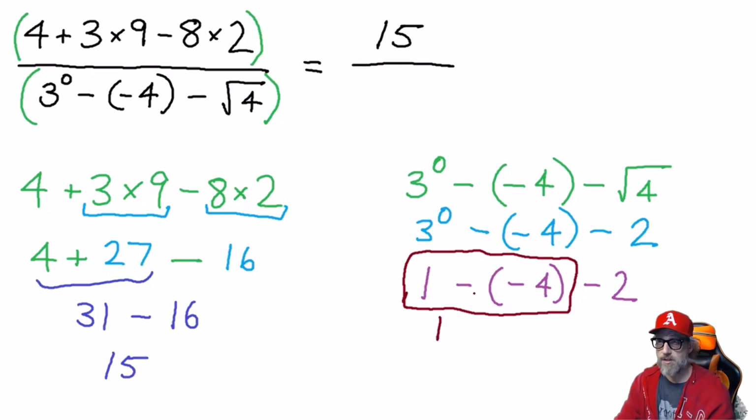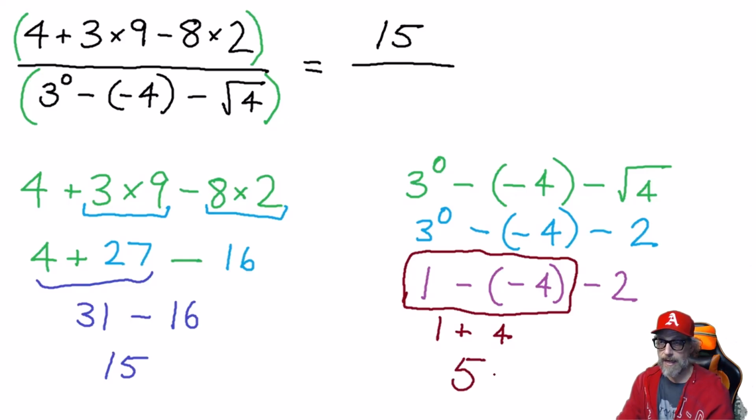I like to think of subtracting as adding the opposite. You maybe have other ways of what you do when you recognize minus a negative, to see that as adding the positive 4. So 1 minus negative 4 is 1 plus 4, which equals 5.